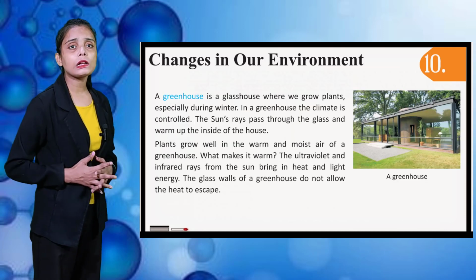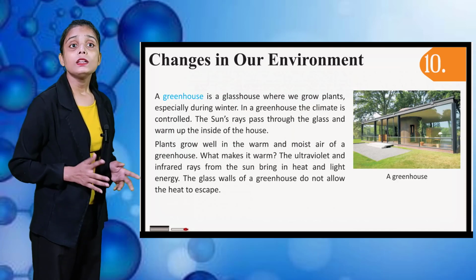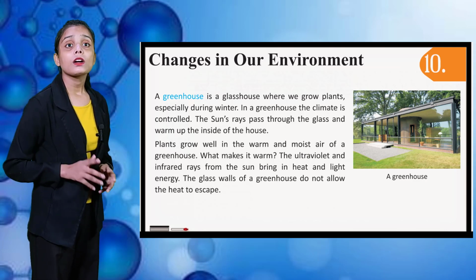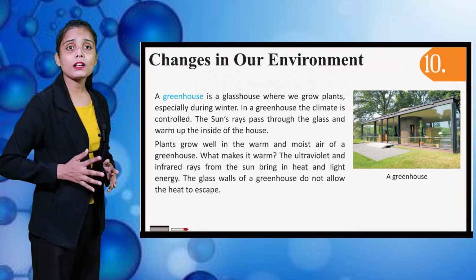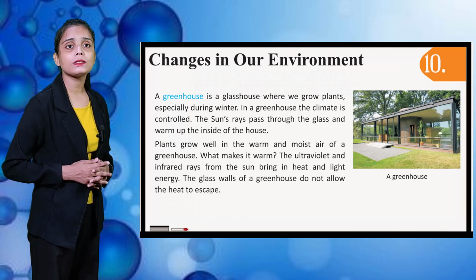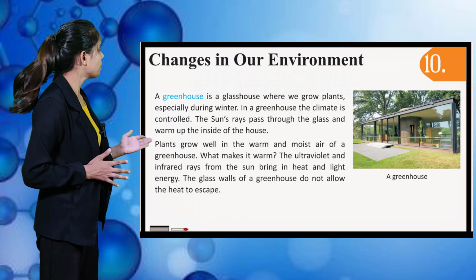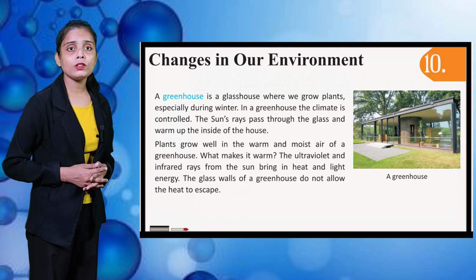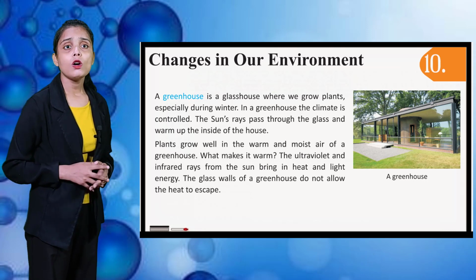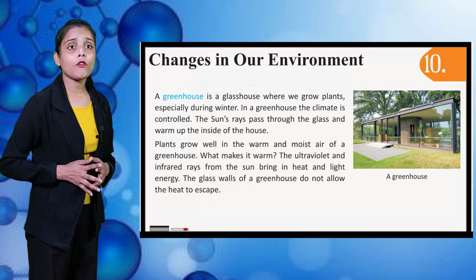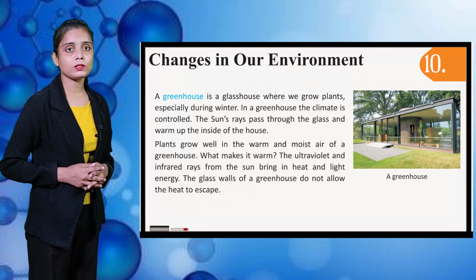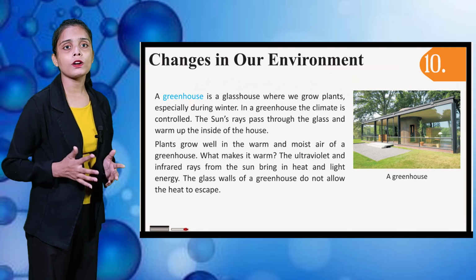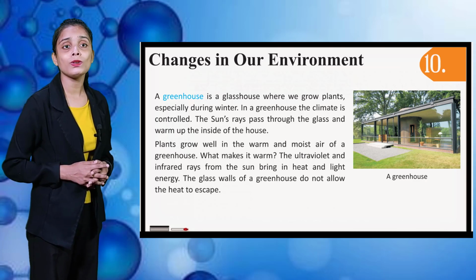So, a greenhouse is a glass house where we grow plants, especially in winter. In a greenhouse, the climate is controlled. The sun's rays pass through the glass and warm up the inside of the house. Here you can see the picture of a greenhouse. Plants grow well in the warm and moist air of a greenhouse. What makes it warm? The ultraviolet and infrared rays from the sun bring it heat and light energy. The glass walls of a greenhouse do not allow the heat to escape.